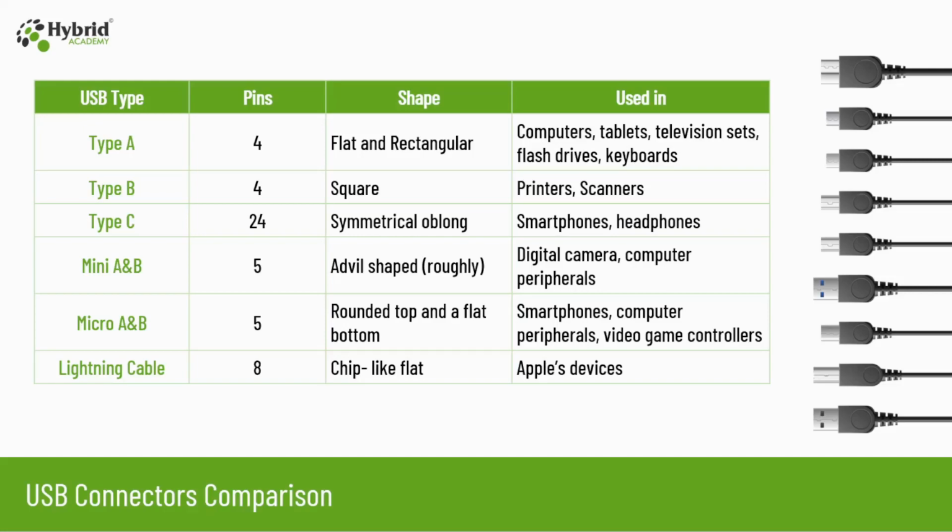The shape of type A is flat and rectangular, type B is square, type C is symmetrical oblong. Mini A and B is Edwell shaped, which is roughly.